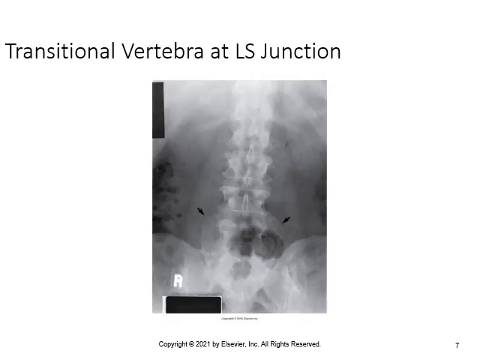So here's an example of a larger defect at, this is a transitional vertebra at the L5-S1 junction. So sorry, I slipped this one in the wrong place.